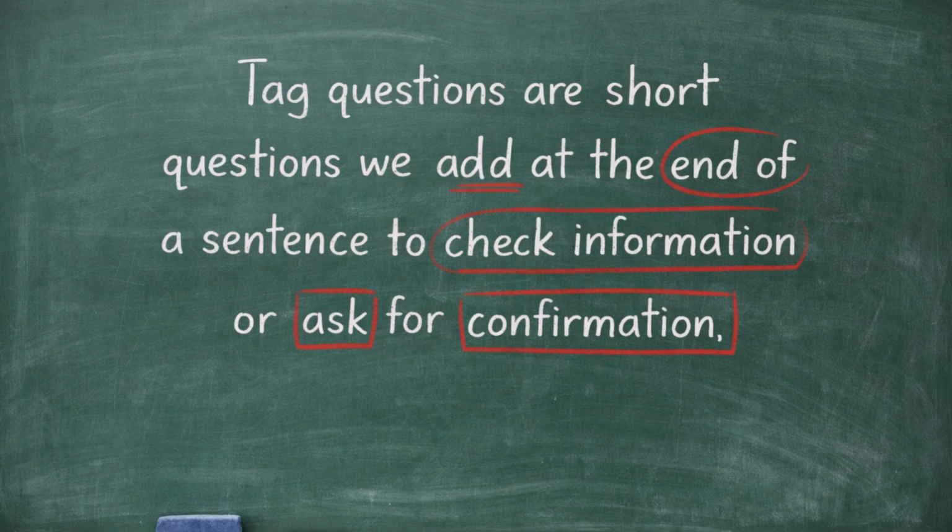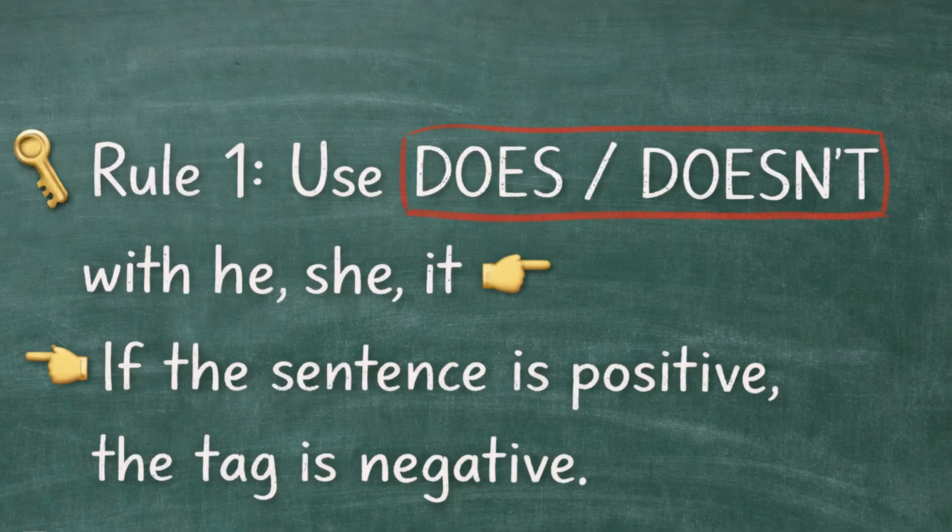Now let me repeat that. Tag questions are short questions we add at the end of a sentence to check information or ask for confirmation. For the first rule, the emphasis is on the do verbs like does or doesn't with the pronouns he, she, or it. Okay, let's focus this time on a statement that has a singular subject.